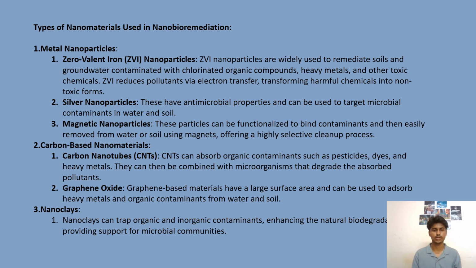Next we will see carbon-based nanomaterials. First one is carbon nanotubes. They can absorb organic contaminants such as pesticides, dyes, and heavy metals. They can also be combined with microorganisms that degrade the absorbed pollutants. Next one is graphene oxide. Graphene based materials have a large surface area so that they can be used to absorb heavy metals and organic contaminants from the soil. The third type is nanoclays.